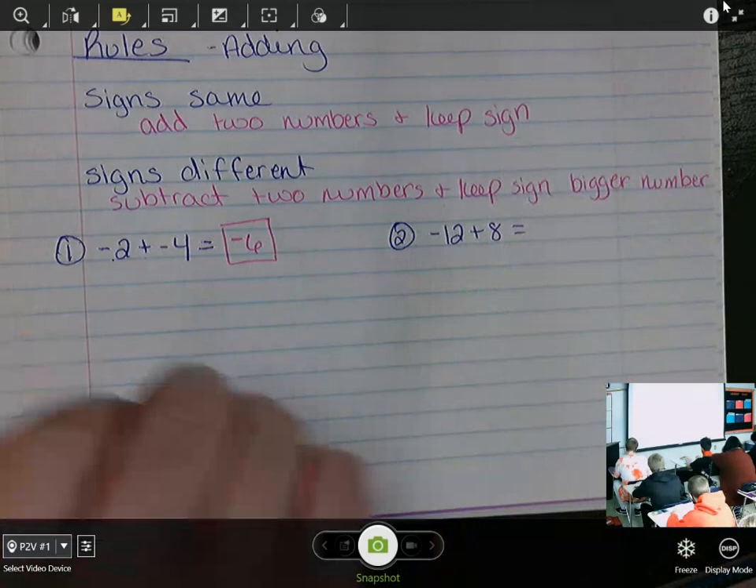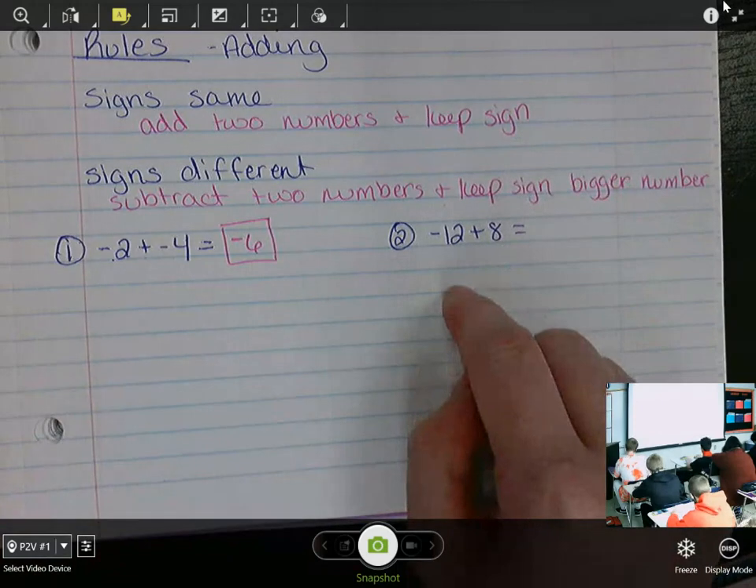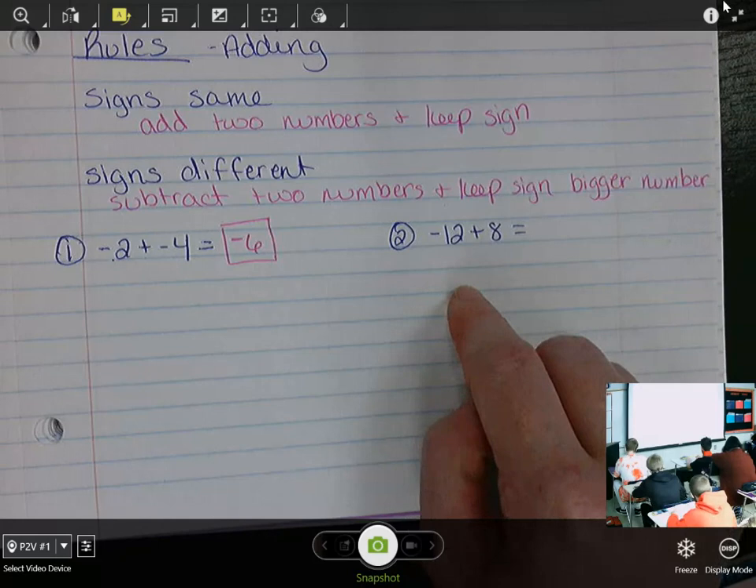All right, now let's write the second one down. Number 2. Let's write it down, please. -12 plus 8.